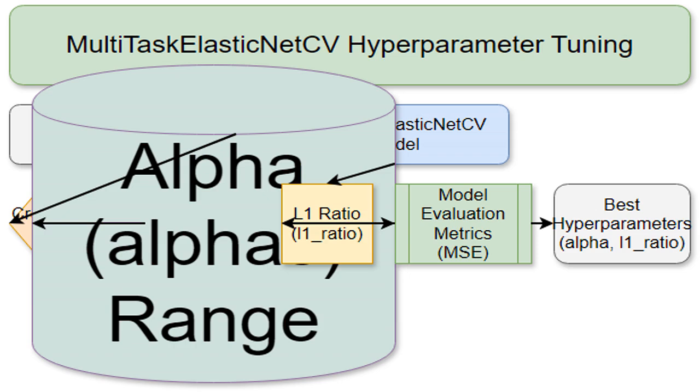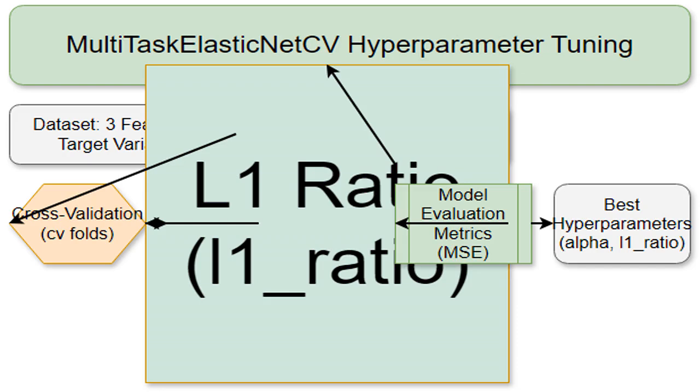MultiTaskElasticNetCV searches for the optimal ALPHA value within a range that I can either specify or let the algorithm select for me. A higher ALPHA means stronger regularization, which helps prevent overfitting but might lead to underfitting if too high. The l1_ratio parameter determines the balance between LASSO, L1, and RIDGE, L2, regularization. A value of 0 is pure RIDGE, 1 is pure LASSO, and values in between are a mix. MultiTaskElasticNetCV finds the best balance during its search for optimal hyperparameters.